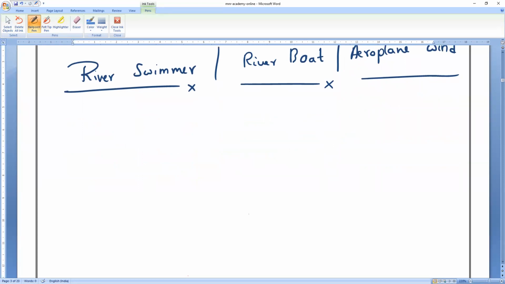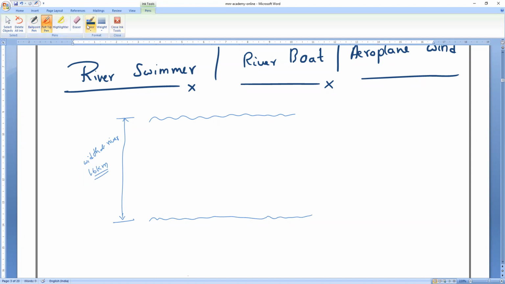All of you observe, I'll use different colors. Imagination is very important. This is the river. Let me take the total width of the river, for example, 16 kilometers. Just imagine that. Now, Mr. Pradosh is standing here and he wants to cross this river.